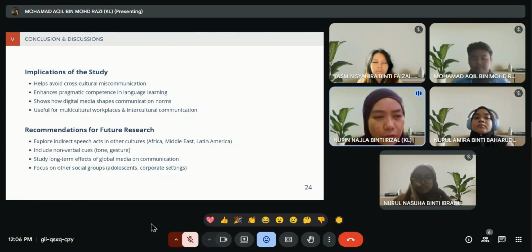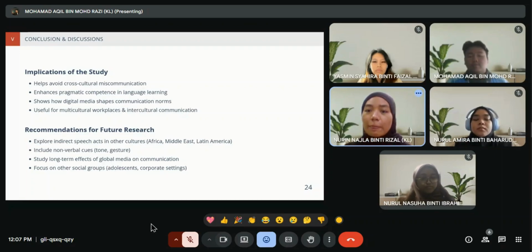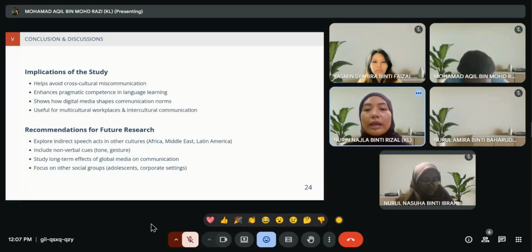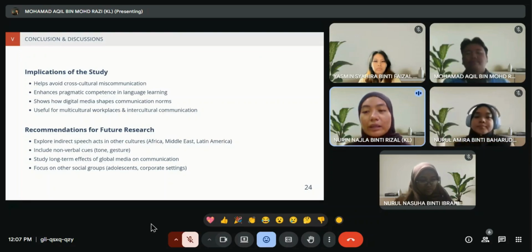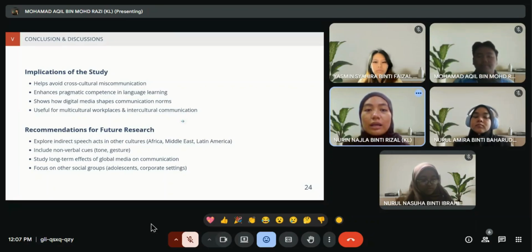And next is the recommendation for future research. Future studies could explore other cultures such as African, Middle Eastern, or Latin American media. Researchers should also consider non-verbal communication like gestures and tone, and study how globalization affects the use of indirectness. It would also be useful to investigate different social groups like adolescents or people in corporate settings to see how age and hierarchy influence the use of indirectness in communication.